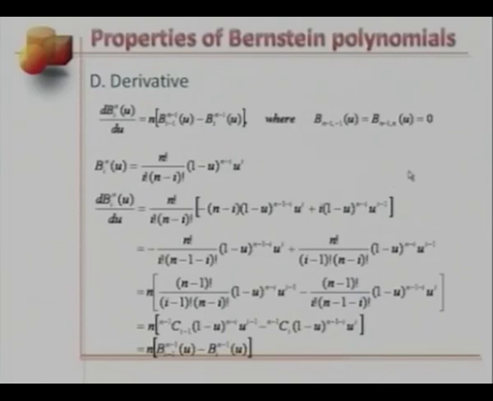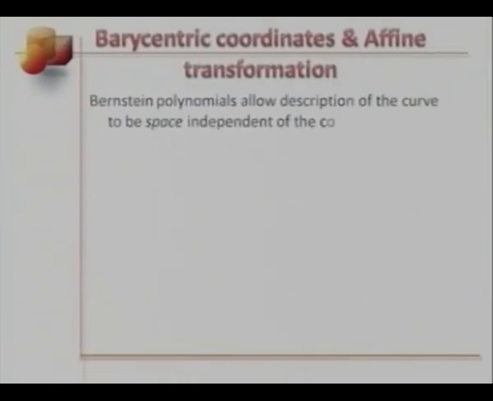Likewise, the second, the third, and the fourth derivatives can also be computed. Now let's discuss barycentric coordinates and affine transformation. Bernstein polynomials allow description of a curve to be space independent of the coordinate frame, and we'll see how this happens using a simple two-dimensional example.